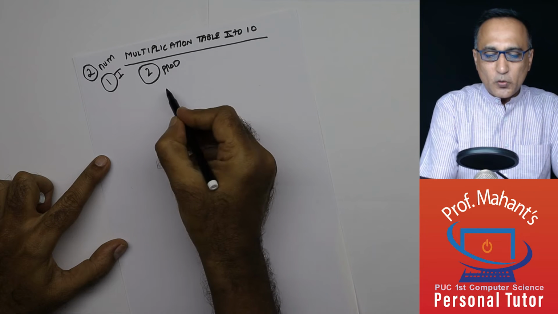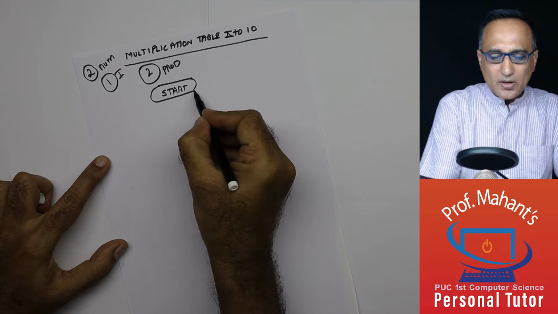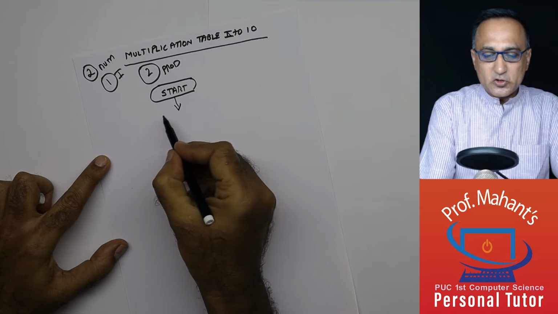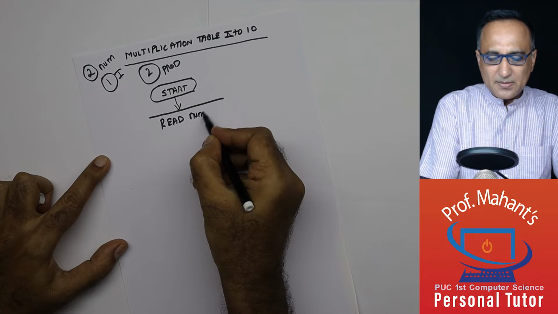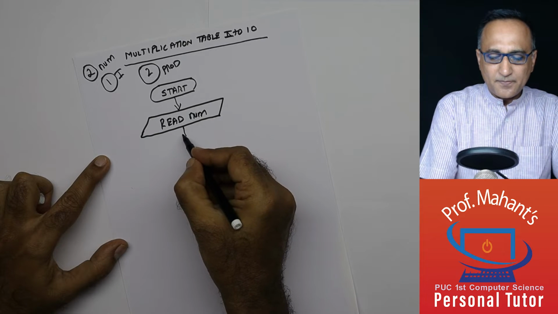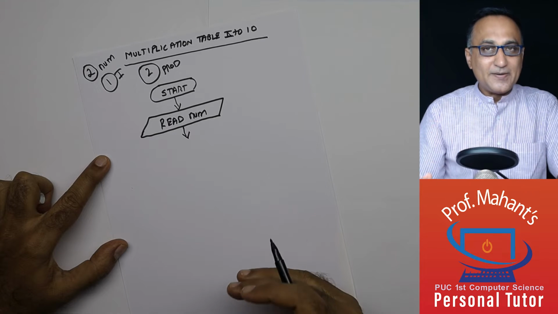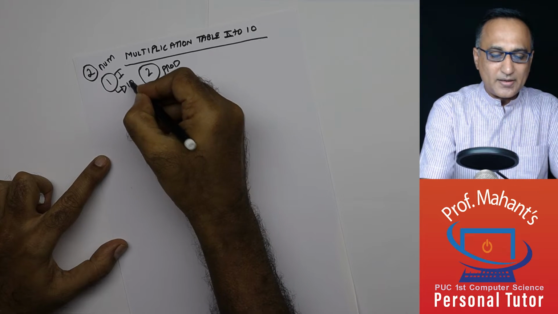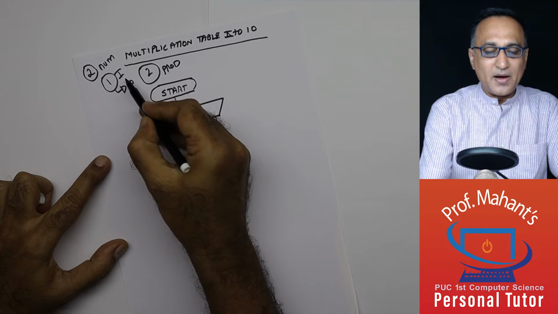Now, how do we go about drawing this flowchart? Quite simple. All that we need to do is ask the user to enter a number whose multiplication table is to be printed. Let's say the user enters some number. It could be 2, 3, 4 or any number. I read the number. Then how long should I keep finding the result of the multiplication? For the value of I being 1 to 10. I starts with 1 and till it goes to 10, I should keep multiplying this number by I and print the result.